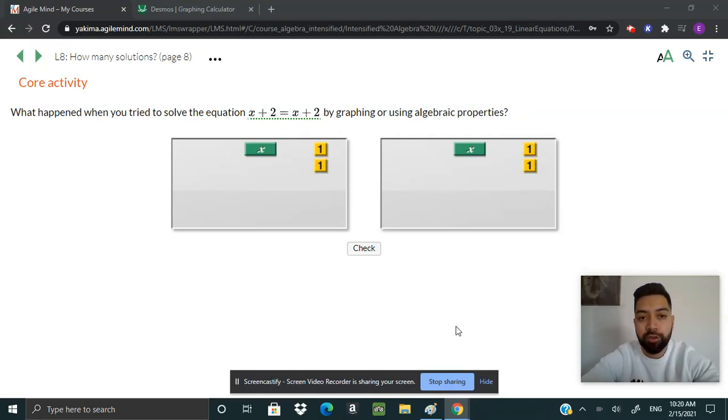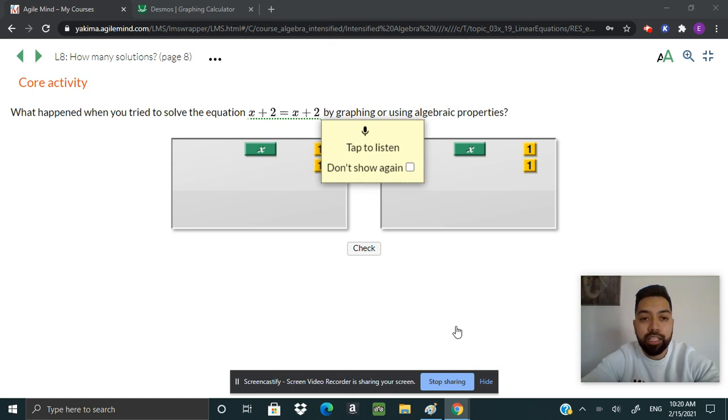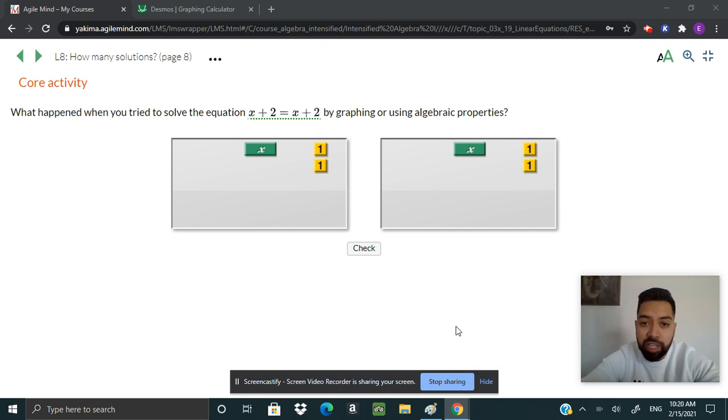Okay, this is the last part of the core activity here. We're going to take a look at the last equation that you solved, and this was x plus 2 equals x plus 2. So we did this with the algebra tiles already. We solved it, and we found out that we came up with a true equation with infinite number of solutions. So many, many solutions. We're going to do this now with algebraic properties and then by graphing.